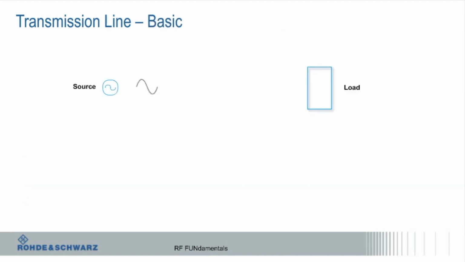So what are some of the basics? Well, obviously you have a source and a load. This might be an antenna. This might be my transceiver, right, or my transmitter. So I need it to get from there to there, right? So I design a transmission line, probably a 50 ohm line.